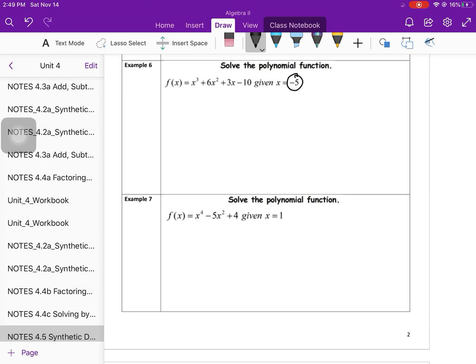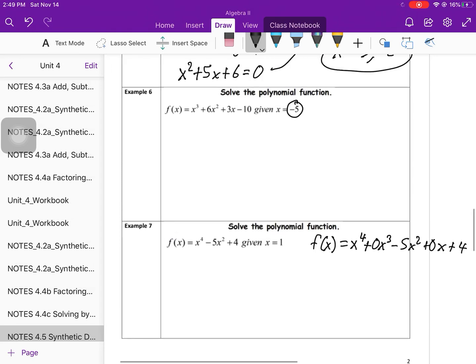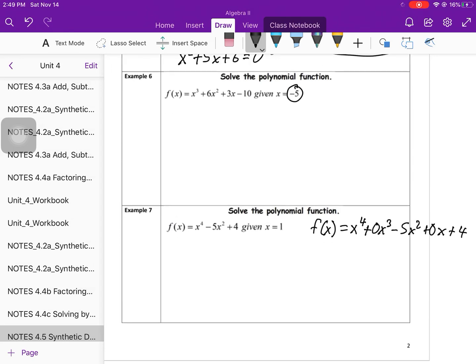So x equals 1. Again, we're missing the x cubed for this one as well as the single x. So you would need to rewrite this one as x to the 4th plus 0x cubed minus 5x squared plus 0x, because we're missing the x, plus 4. You know what, I'm just going to do example 7 with you. I'm going to make you do example 6.